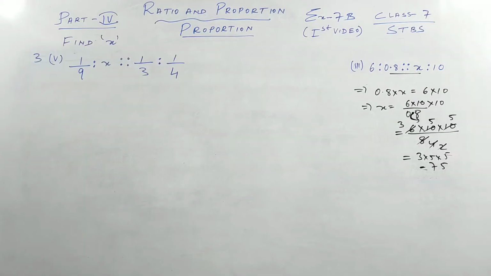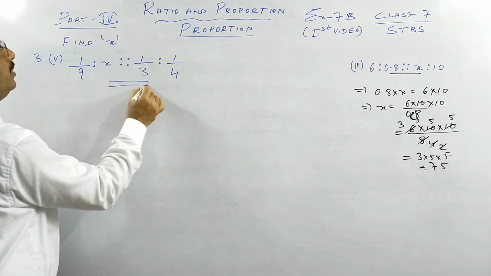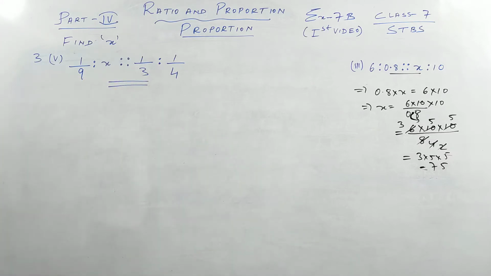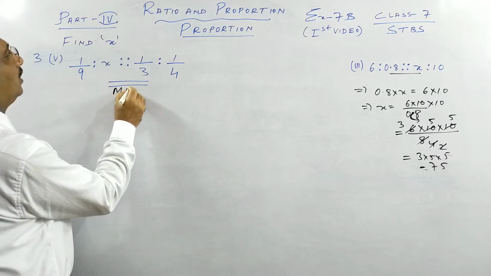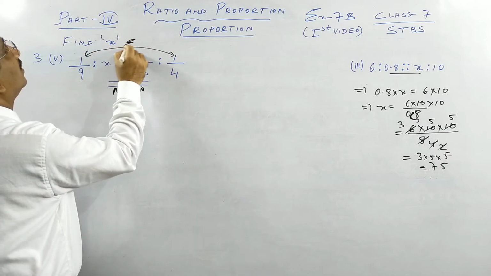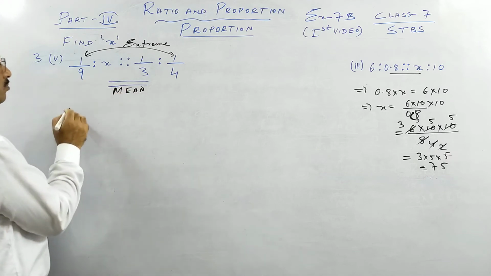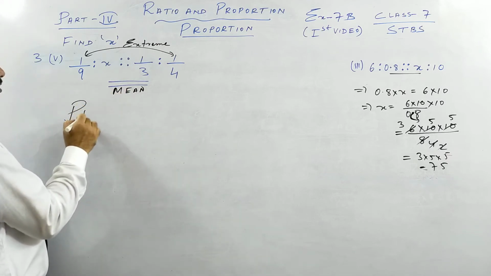So here we go to do question 3 part 5. You see here x is in the mean term. See, children, x is in the mean. So these two are called mean, as I told you. These two are called extreme. Okay. So here, since x is in mean, I write the product of mean first.